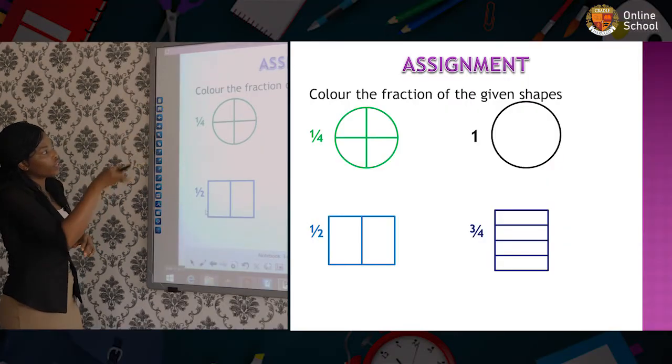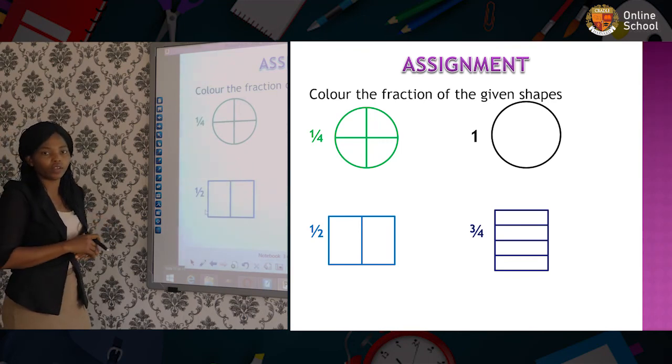Just color the fraction of the given shapes. Very simple. Enjoy yourself. I hope you had fun.